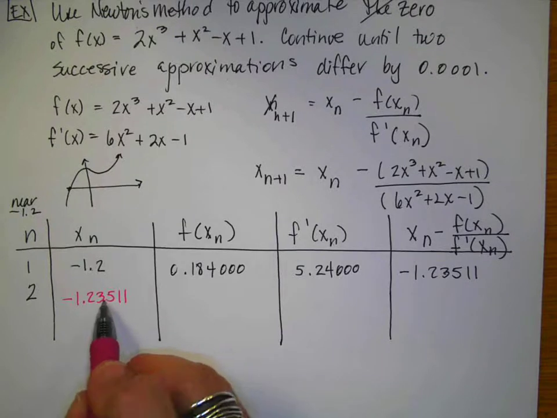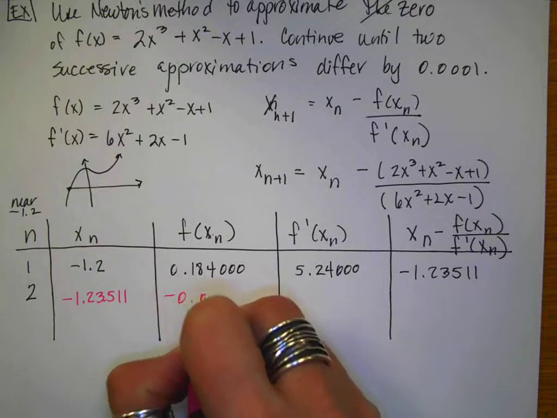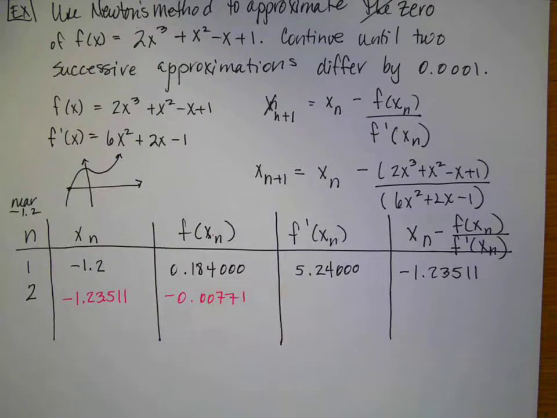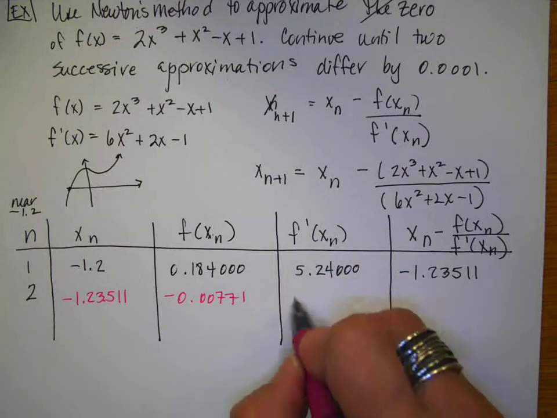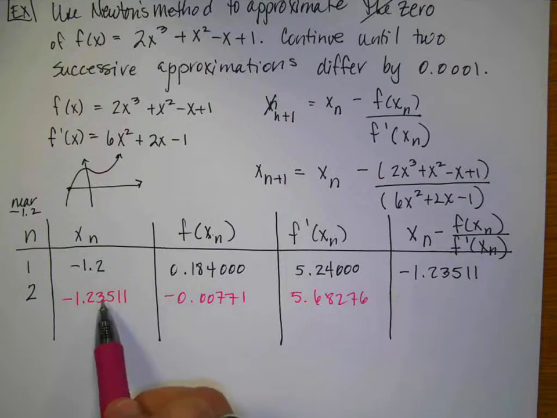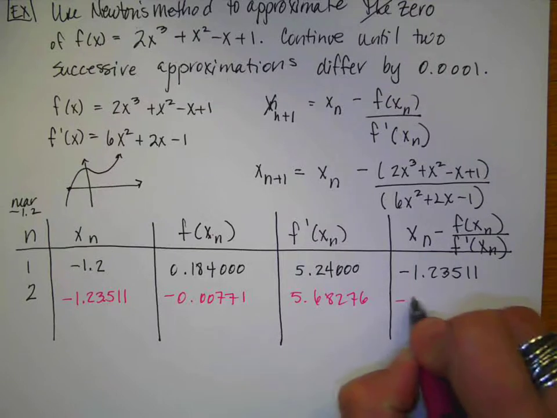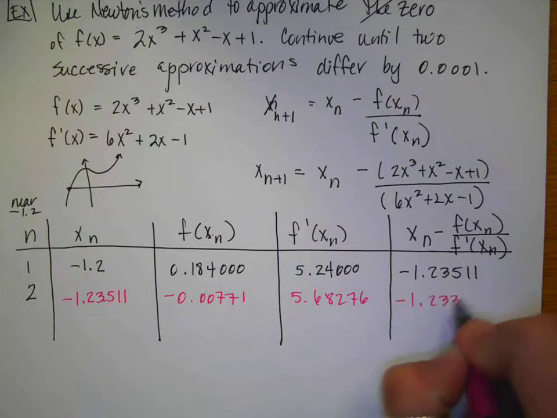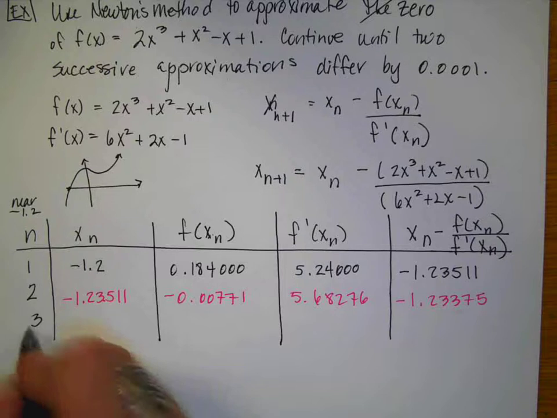And then I'm going to do that process again. So I'm going to run the new value through the original function, so a negative 0.00771. And then I'm going to run the new values through the derivative, 5.68276. And then I'm going to run the new value through my Newton's method approximation, and I'm going to get a negative 1.23375. And you can see that we're getting closer.